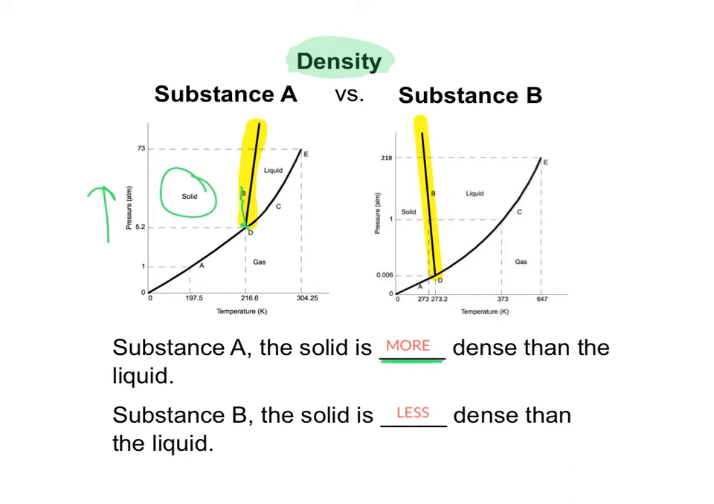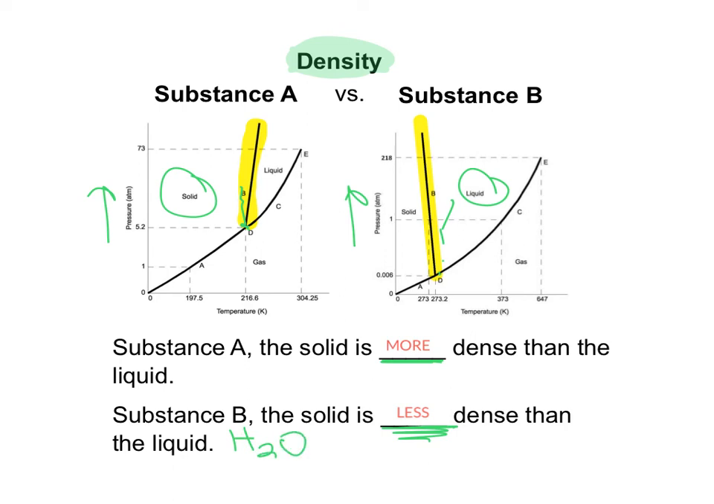Now, if you look at substance B, that line slopes the opposite way. So that means if we were to add pressure, so go up on this graph, we're going to end up in liquid as the more dense state. So for substance B, you could say that the solid is less dense than the liquid. There are very few substances where that is true. I forget, it's bromine, and the big one here is water. Water is one of the few substances where the solid is less dense.